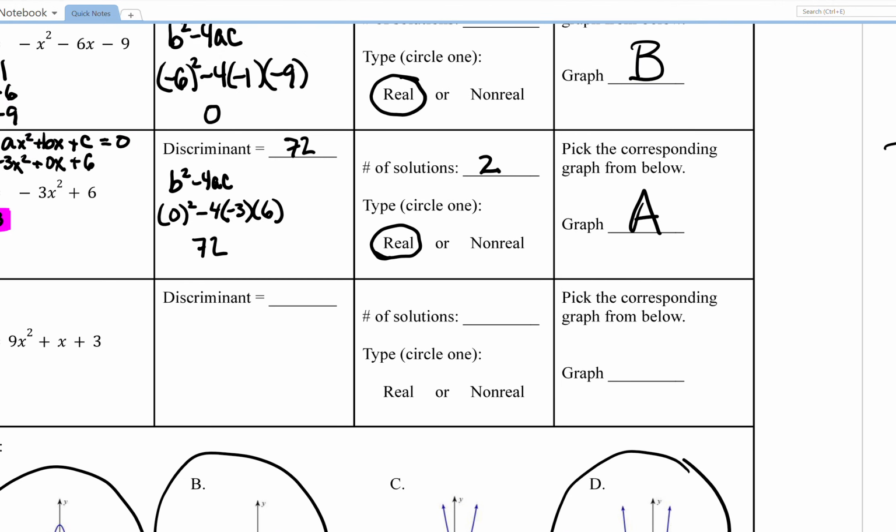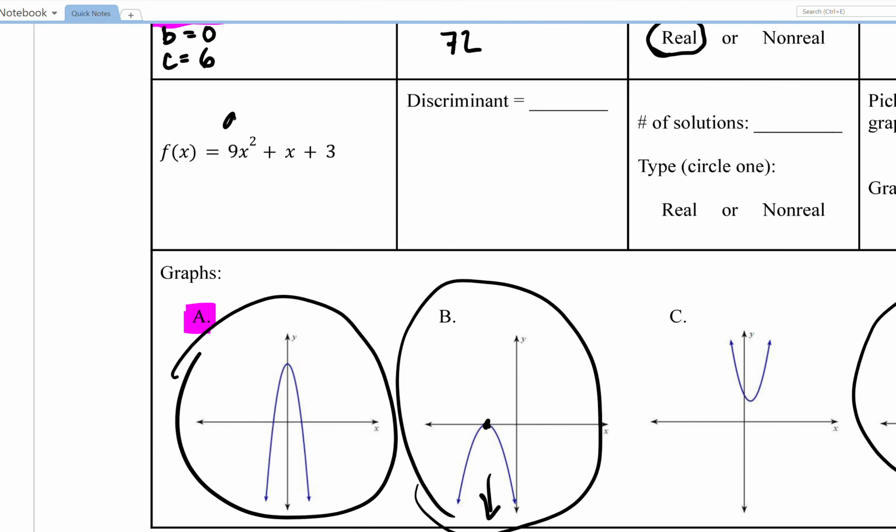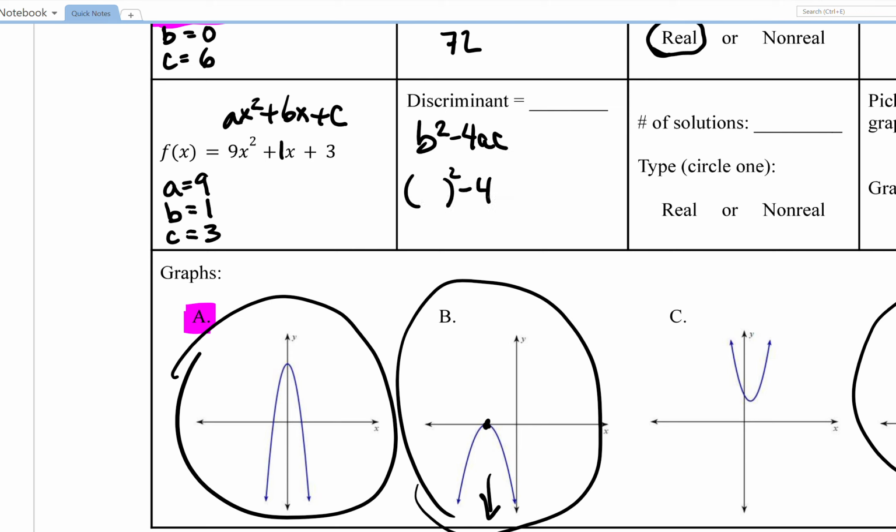This one will be A. And then I got 9x squared plus x plus 3. That's ax squared plus bx plus c. When there's nothing in front of the x, we know that that's a 1, so I can put a 1 there. A then is equal to 9, b is equal to 1, and c is equal to 3. So over here, my b squared minus 4ac, blank squared minus 4 times blank, and my b is 1, and my a is 9, and my c is 3. And so again, put that in my calculator.